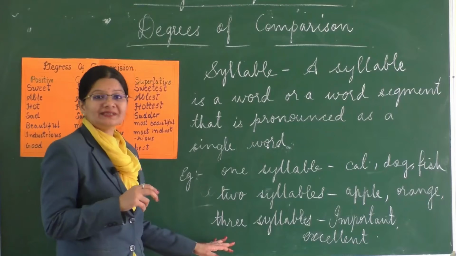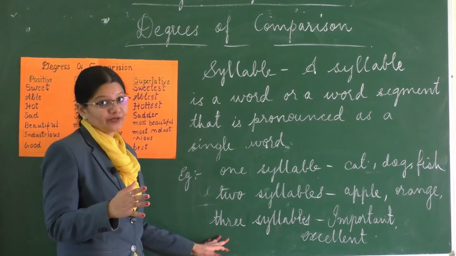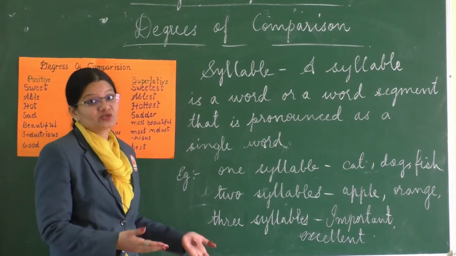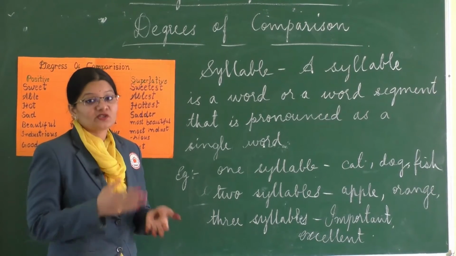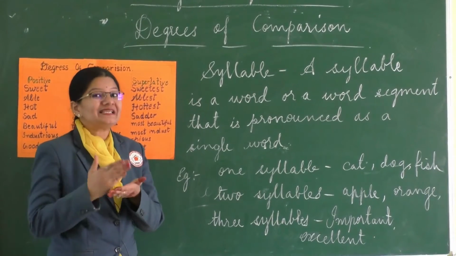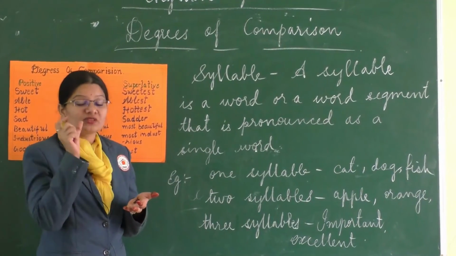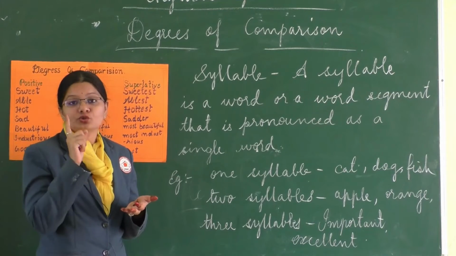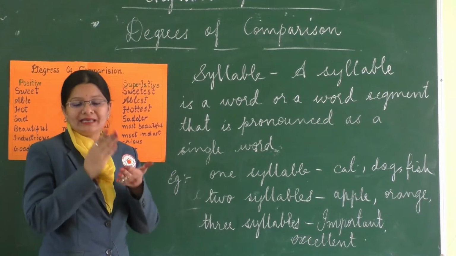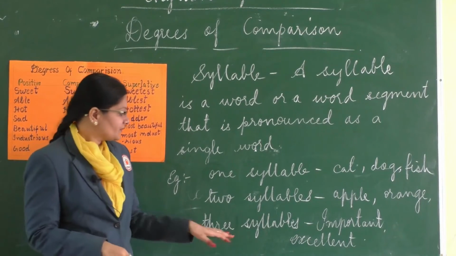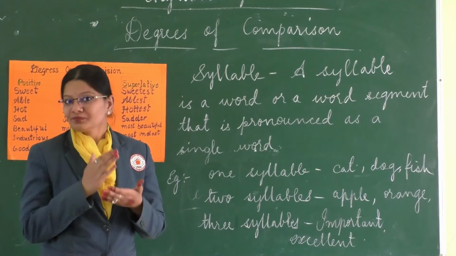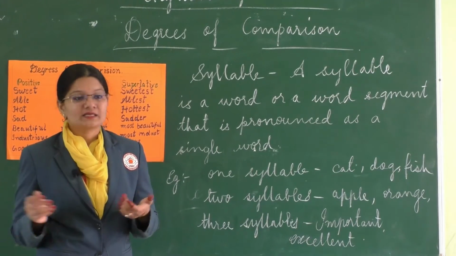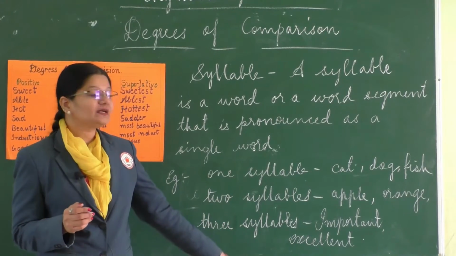Then look at the third one, that is three syllabic word. That is, three syllables are there. So, important. So here you are breaking the word into three segments, right? So three pronunciations to pronounce one word, important. Then excellent, right? Excellent. So that is three syllabic word.